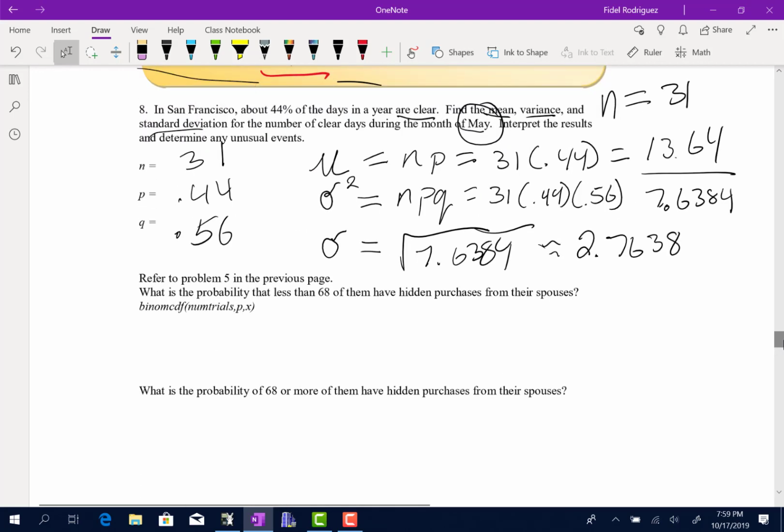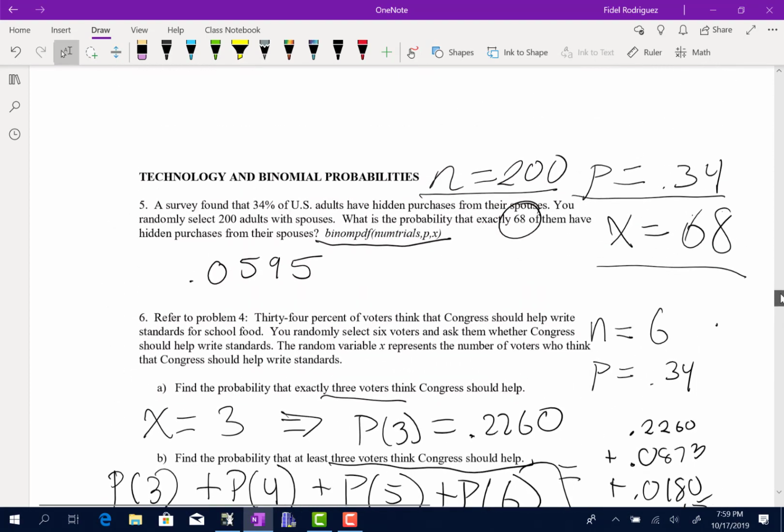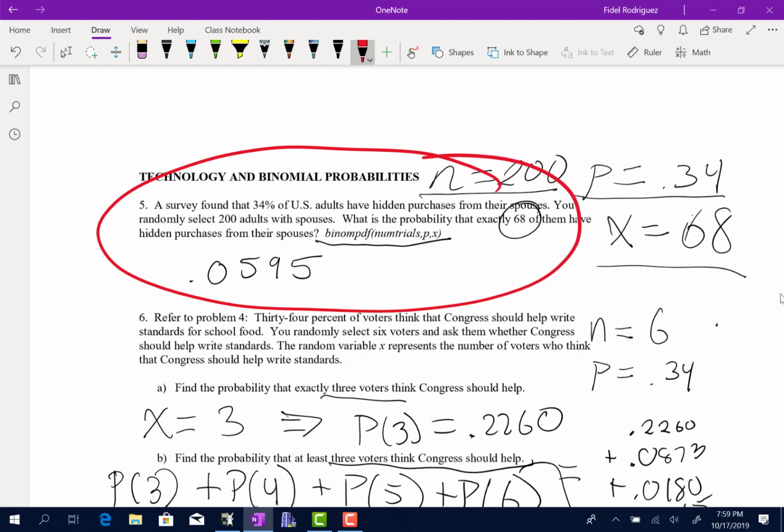So look what it says here. It says refer back to problem number 5. Just to make sure we all understand what problem number 5 was, let me come back. Problem number 5 was this one right here, right? This was the one that said 34% of U.S. adults have hidden purchases from their spouse. How many people were we selecting?